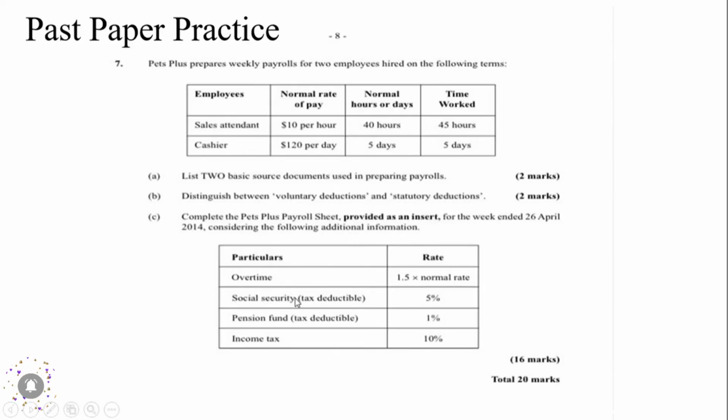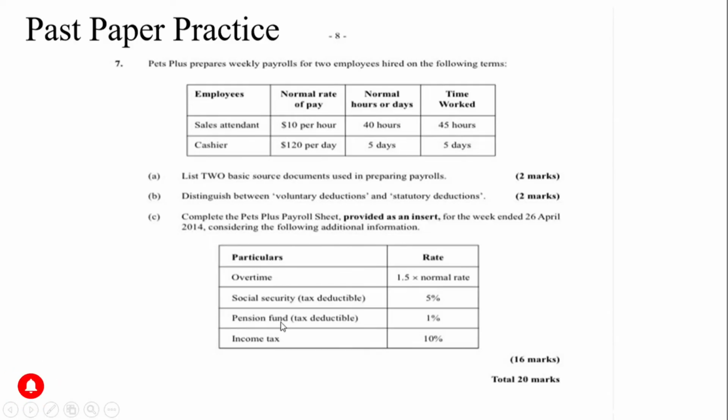So social security, and they put in bracket here tax deductible. What that means is that income tax is to be subtracted or to be calculated on the social security, and I'll show you how we do that in a little while. And that's 5% of that taxable figure, right?